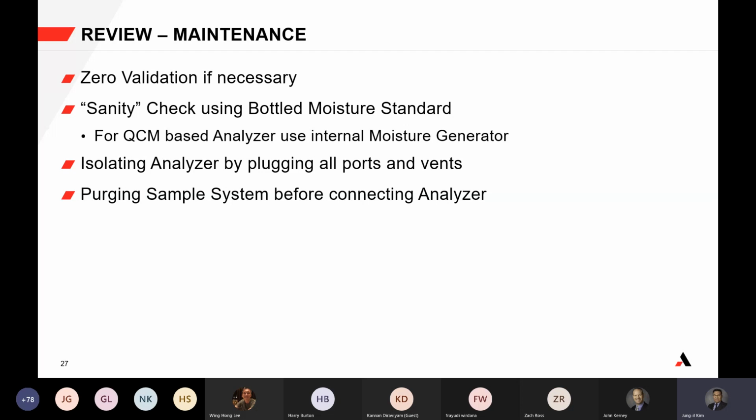Isolate the analyzer by plugging all ports and vents and purging the sample system before connecting the analyzer. Because I've seen a lot of cases where after maintenance, they purge the sample system with the analyzer connected. And that introduces moisture and other contaminants, depending on the maintenance that was actually done, how long the maintenance took, and them having to replace a lot of the wetted surfaces.